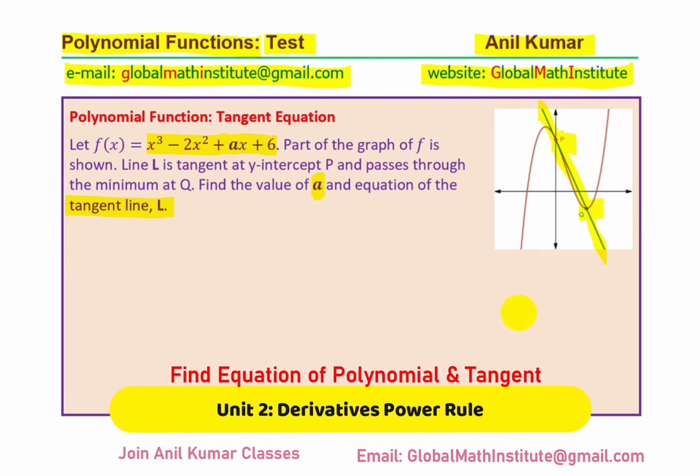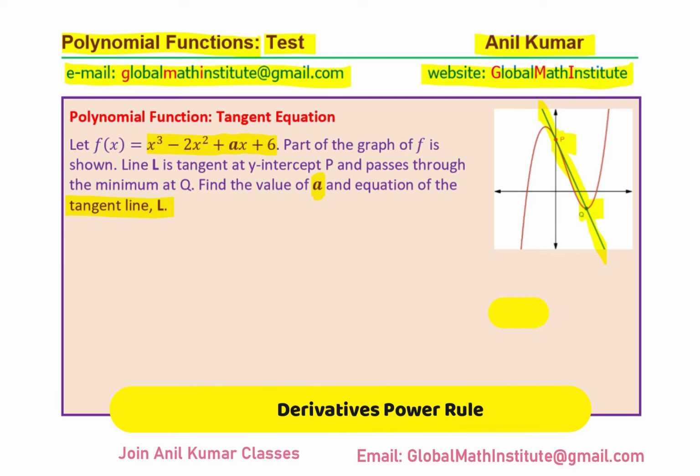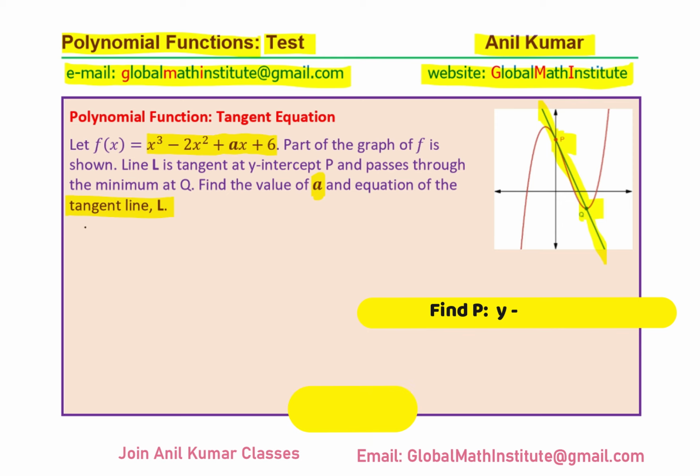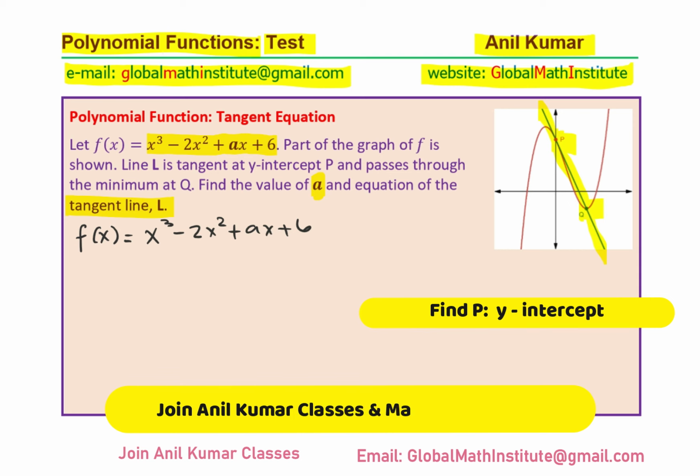Now, our approach is, first, let's find the y-intercept itself. Where is this point P? We are given the function f of x equals x cubed minus 2x squared plus ax plus 6. So f of 0 is what? f of 0 is the y-intercept. All three terms will be 0 and you're left with 6, and therefore point P is at (0, 6), correct?